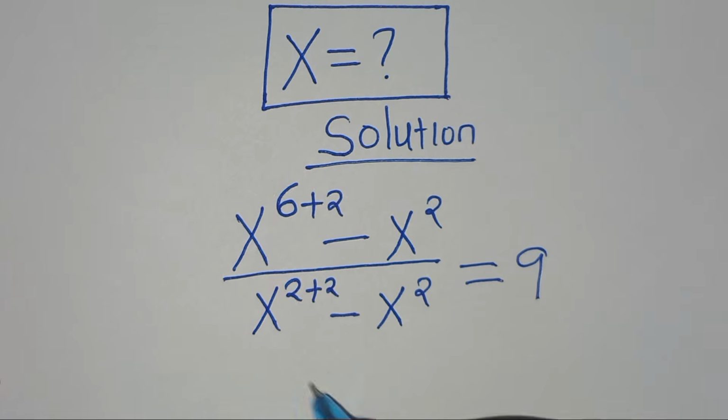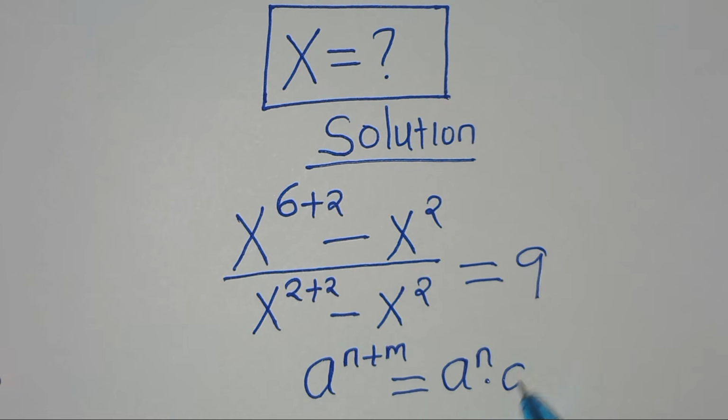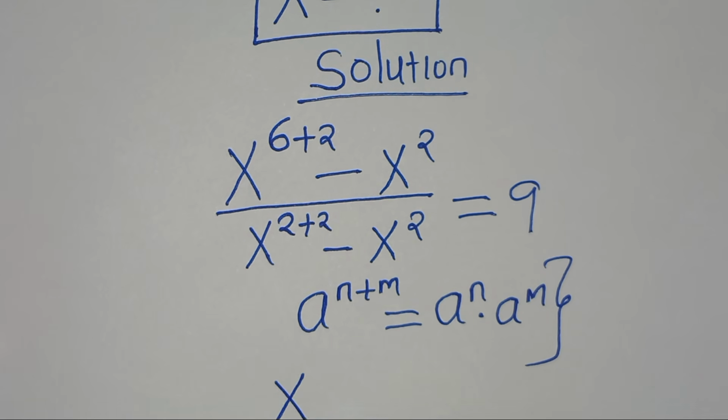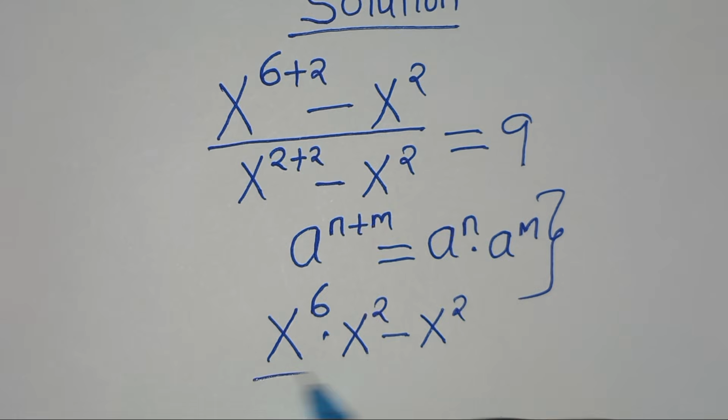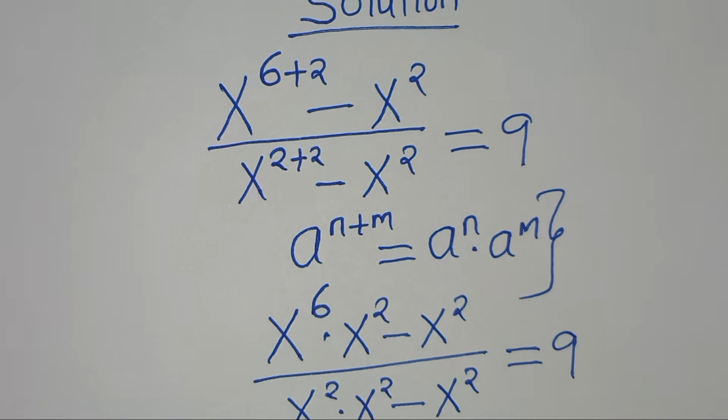Now this is in the form of a to the power of n plus m, which we can express as a to the power of n times a to the power of m. Applying this property, then we have x to the power of 6 multiplied by x to the power of 2 minus x to the power of 2 divided by x to the power of 2 times x to the power of 2 minus x to the power of 2. This is equal to 9.